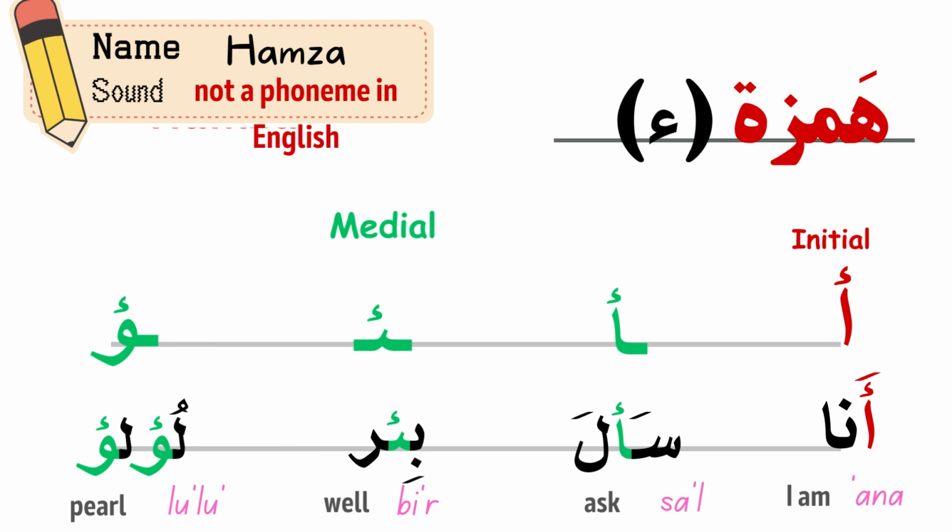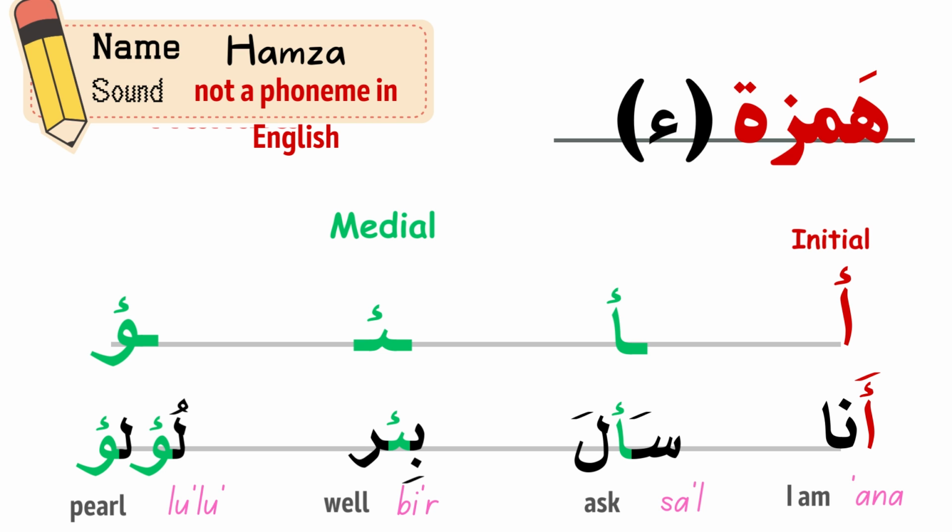The letter hamza. The initial form of the hamza always comes on alif. The pronoun أنا. أنا shows the initial form of the hamza. Word سأل. سأل shows the medial form of the hamza when the hamza comes on alif.